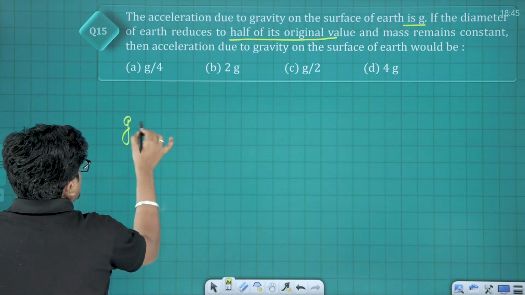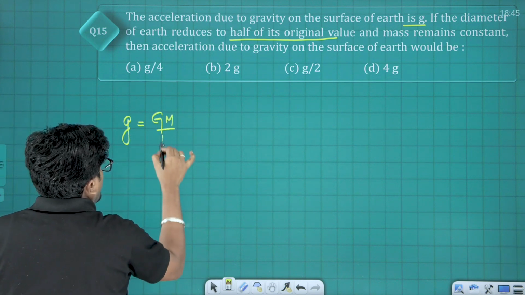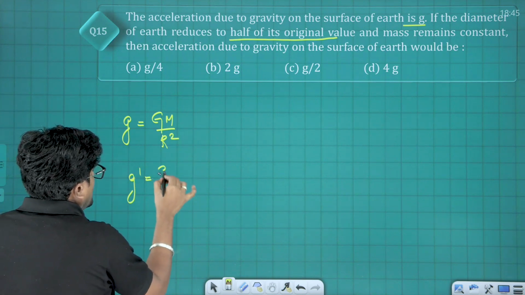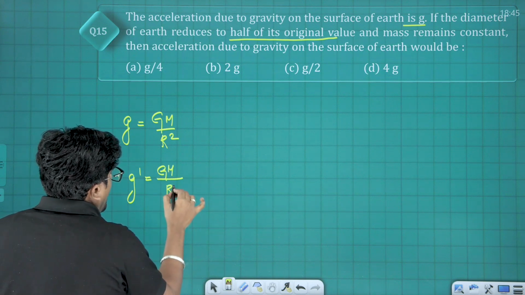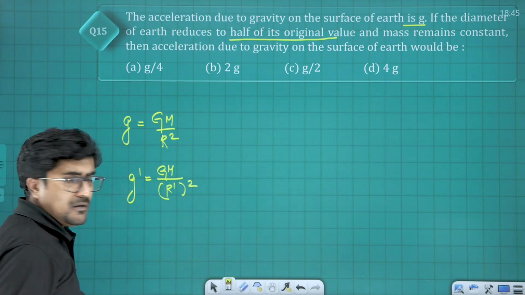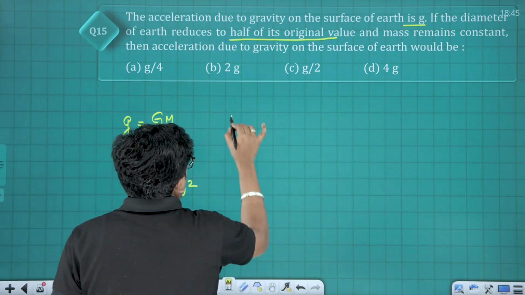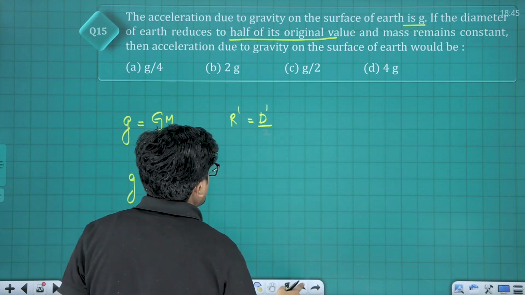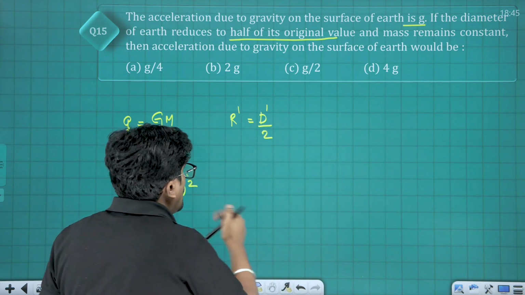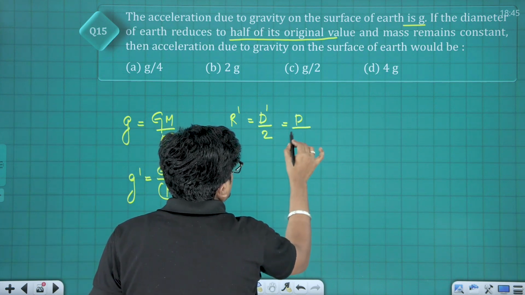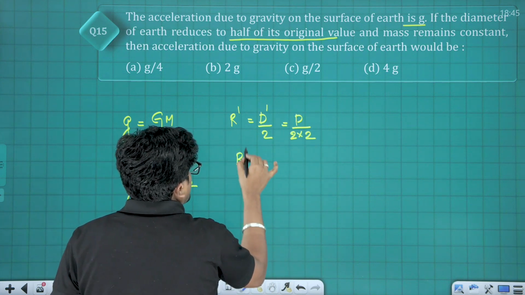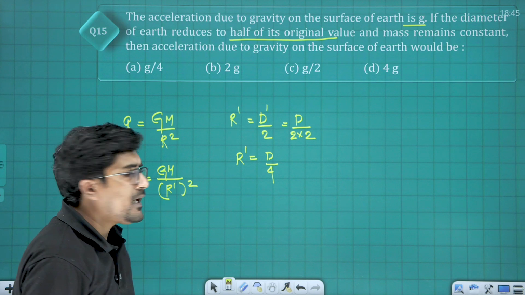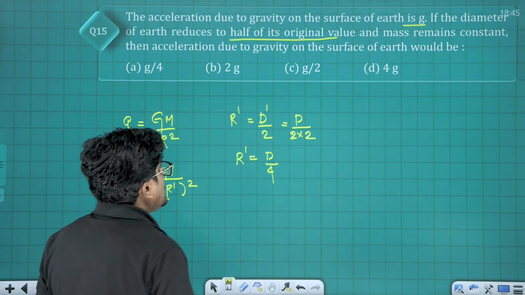We know that g is capital G into M upon r square. Now g dash is what? G into capital M upon r dash square. Mass remains the same. What is r dash? R dash is supposed to be d dash by 2. Isn't it? Now what is d dash? D dash is d by 2. Alright, which means r dash is d by 4.